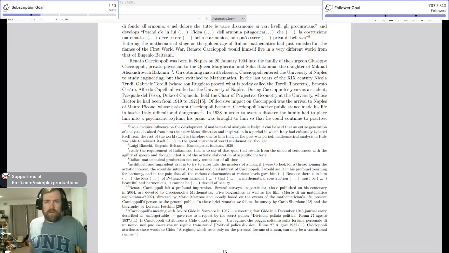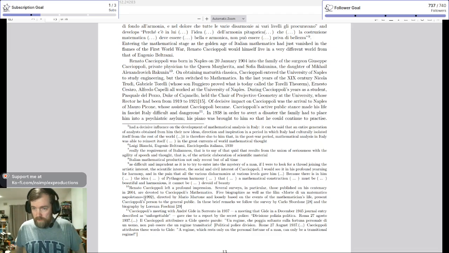Okay. Renato Cacciopoli was born in Naples, 20th of January 1904, into the family of Surgeon Giuseppe Cacciopoli, private physician to Queen Margherita Sofia Bakunina, the daughter of Mikhail Androvich Bakunin.